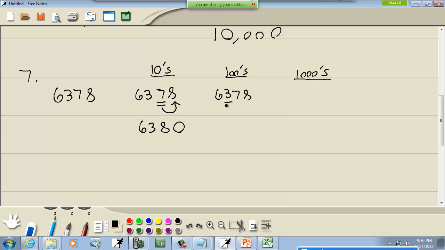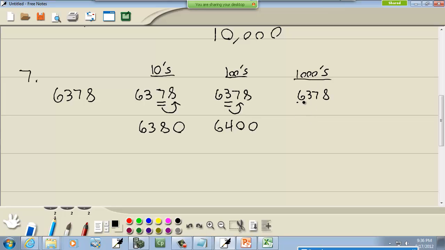The hundreds. Well, this is the hundreds place. So again, we look at the digit immediately to the right. It's 5 or greater, so we're going to round up, which means we add 1 to the 3, so we get 4. And the 6 just carries down, and digits to the right become 0.